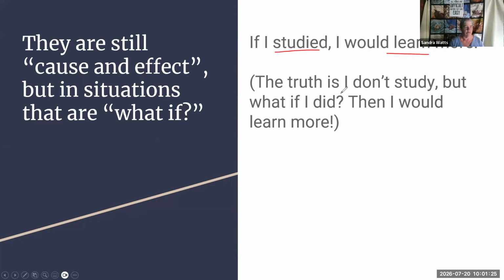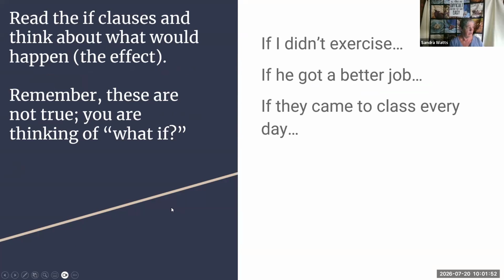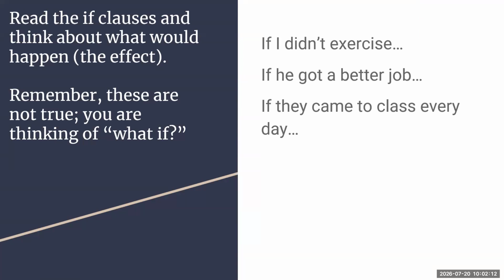If I studied, I would learn more. The truth is I don't study. But what if I did study? Well, then I would learn more. But would depends on what you do in the first thing. So still cause and effect. The if thing is first, the would thing is second. Okay, so a lot of that's very similar to what you're already doing. Okay. So read these and think about these for a minute. Remember, when you see the if with the past, it's something that's not true. Okay. So if you could change it, what would happen?